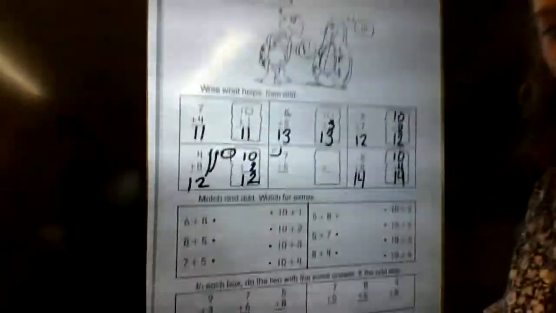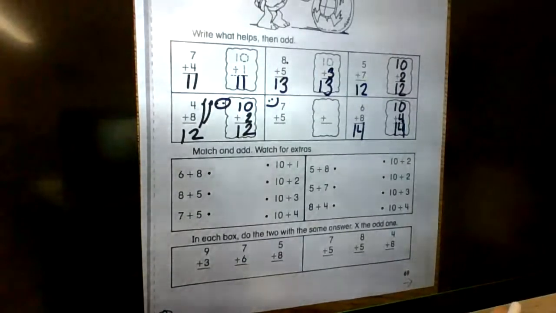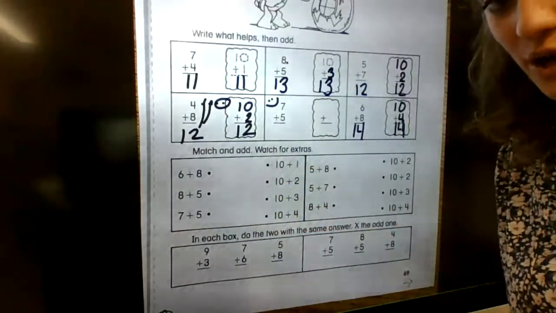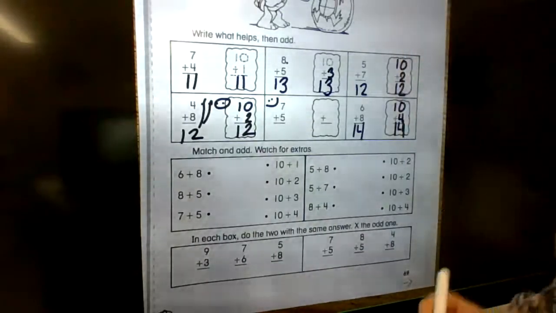Okay, at the bottom, we are now going to do some matching. We are not matching with its answers, though. We are matching with how many more past 10 do you need? So, let me show you.